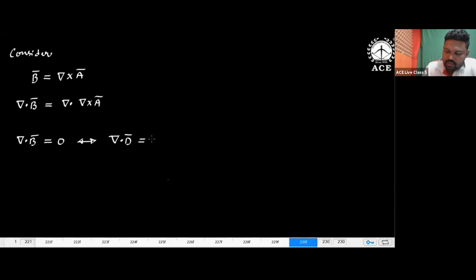Divergence of D is equal to rho V. This is Gauss law, isn't it? In the differential form or point form. Here it is Gauss law in the point form or differential form.